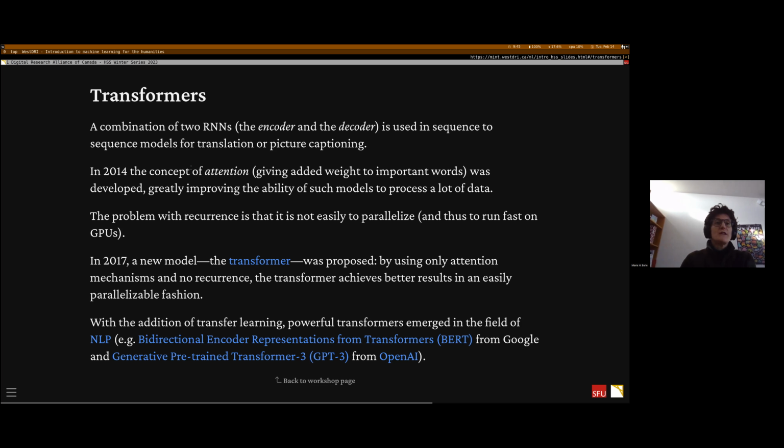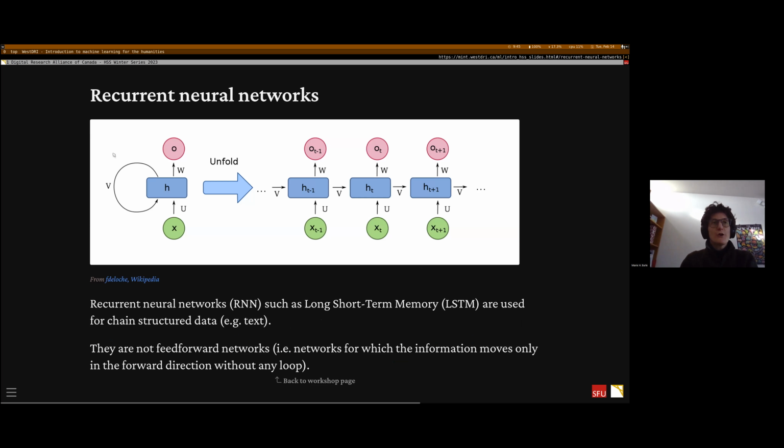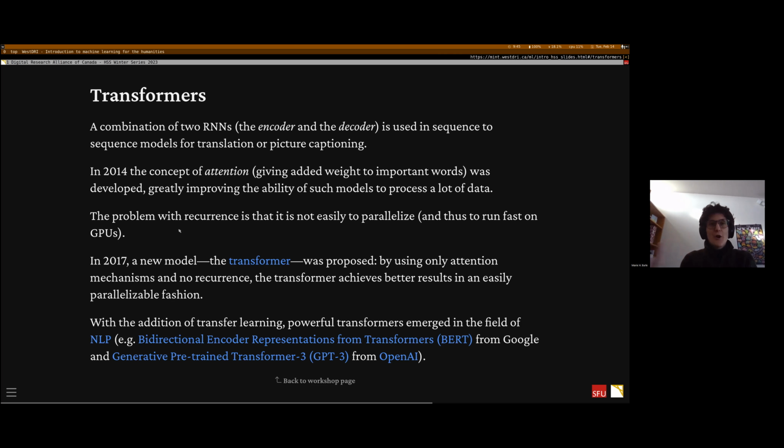And then the second revolutionary paper came about in 2017. That was the creation of a new model called the transformer. And remember that RNNs use this recurrence. So that paper suggested that using only this attention mechanism, without the recurrence of RNNs, was actually achieving better results. And the huge advantage of removing the recurrence is that now you can parallelize the work. You can run this at high speed on GPUs.